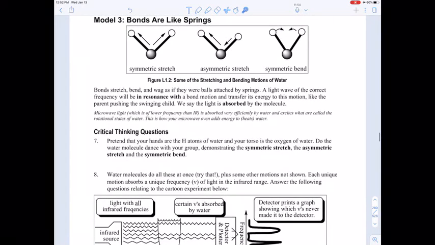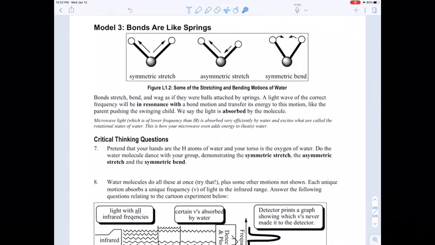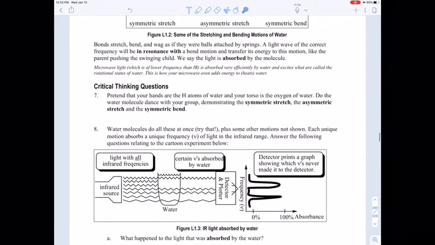Pretend that your hands are the H atoms and your torso is the oxygen of water. Do the little water dance if you want. It's a good way to remember them, demonstrating symmetric, asymmetric, and symmetric bend. Water molecules do all of these at once, plus some other motions that we don't see, like rotating and so on. Each unique motion adds or absorbs a unique frequency of light in the infrared range.